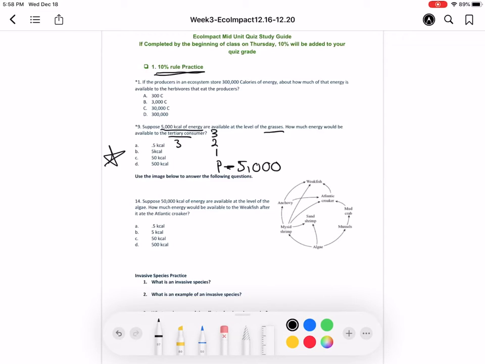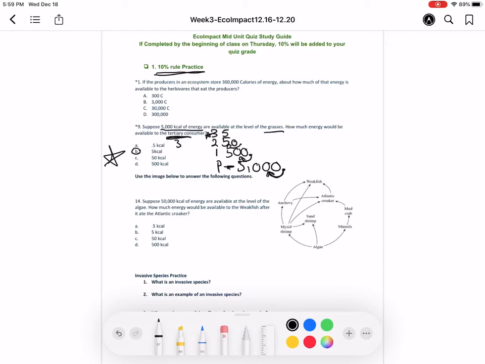Tertiary consumers are the third one up, okay? Every time I go up, I basically get rid of a 0. So I place my decimal place at the end. I move it 1 to the left. So my primary consumers are getting 500 kilocalories of energy. Take my decimal, move it 1 to the left. My secondary consumers are getting 50 kilocalories. Take my decimal, move it 1 to the left. And my tertiary consumers are getting 5 kilocalories. I know it was 5 because I was looking for tertiary, so my answer is B. Okay.